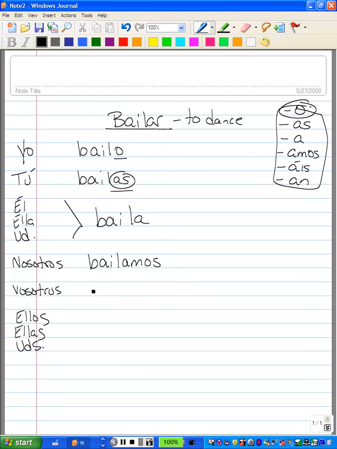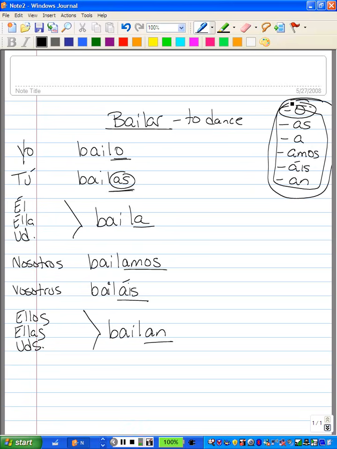Nosotros bailamos. Vosotros bailáis. Ellos, ellas, and ustedes bailan. So again, you have o, as, a, amos, áis, an, which is exactly what this is right here. So once you memorize these six in order, if you already have your pronouns over here listed in order, then you should be able to conjugate any of those verbs in that list.